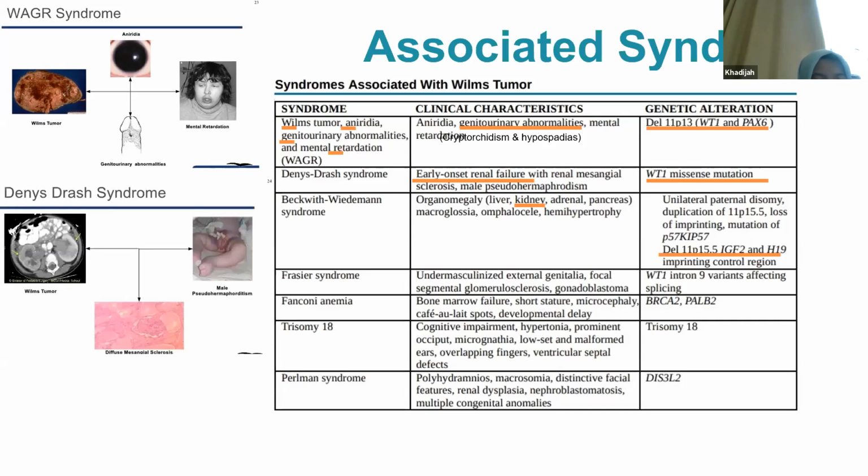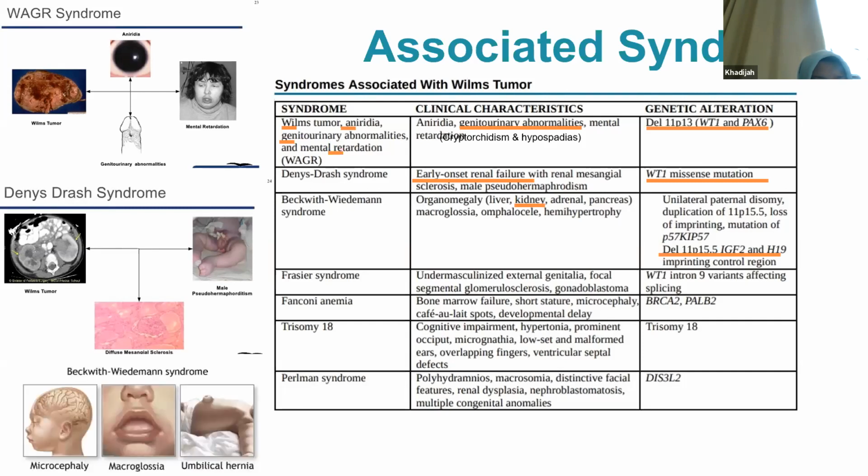This picture shows the Denys-Drash syndrome, also related to Wilms tumor, which has early onset of renal failure. Okay, this shows Beckwith-Wiedemann syndrome, which shows organomegaly of the liver, kidney, adrenal, and pancreas, as well as macroglossia and umbilical hernia.